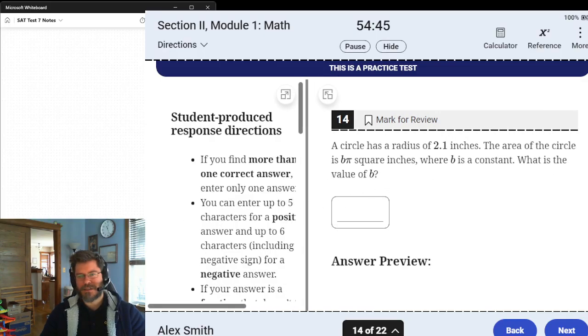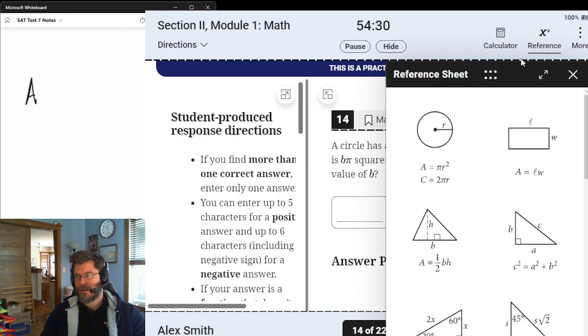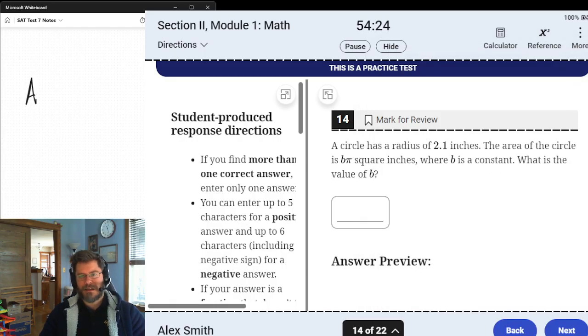Okay, another circle question. So they give us the radius this time. They want the area. What is the value of b? Okay, just calculate the area then. Area of a circle is given in the reference. Don't forget that you have this reference up here in the top right corner. So if you need it, pop that guy open and there's the equation for the area. You should memorize it, but it is right there. So area of a circle is pi r squared.